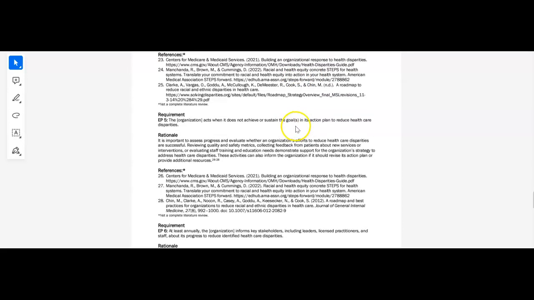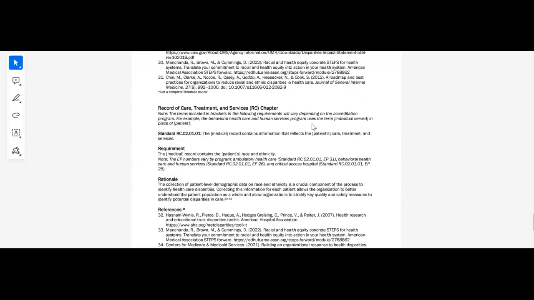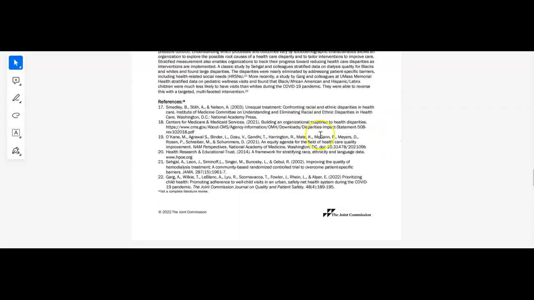And I think maybe this is the final one, developing that written plan of action that describes how the organization will address at least one of these disparities. So there's EP5, and that's the end. So it looks like a lot, but you just need to go through those.